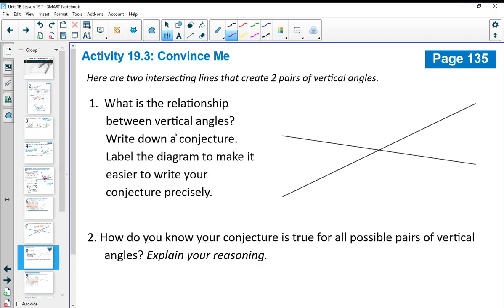That's what you want to talk about here, and then label the diagram to make it easier to write your conjecture precisely. And then how do you know your conjecture is true for all possible angles? And remember, when you do all, you don't want to do a specific case. Okay, so you don't want to just put in a set of angles. You want to try and use some algebra or some letters. So go ahead and pause the video, try that, try a couple of things, and then come back to the video.